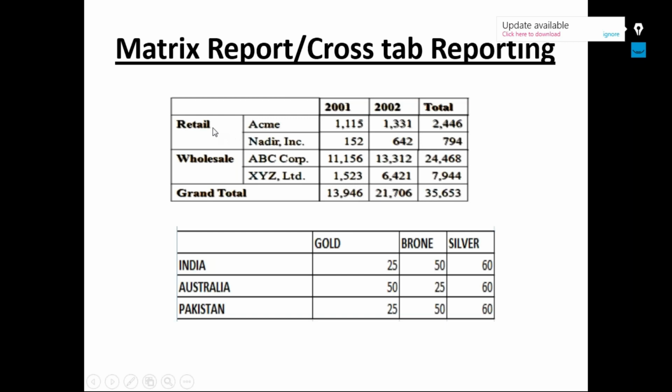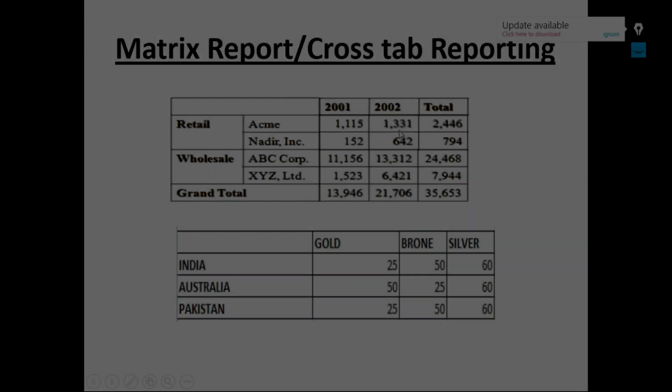If you see the first report, this is a retail segment. In the retail segment, we have two companies, Acme and Nadir INC. Retail is a group and this is a subgroup within the matrix, and we are displaying years like 2001 and 2012. What are the sales figures? These are the two companies performing under the retail segment, and in the year 2001, this is their sales. So this is also an example of a matrix report, with rows and columns displaying the data. That is called a matrix report.